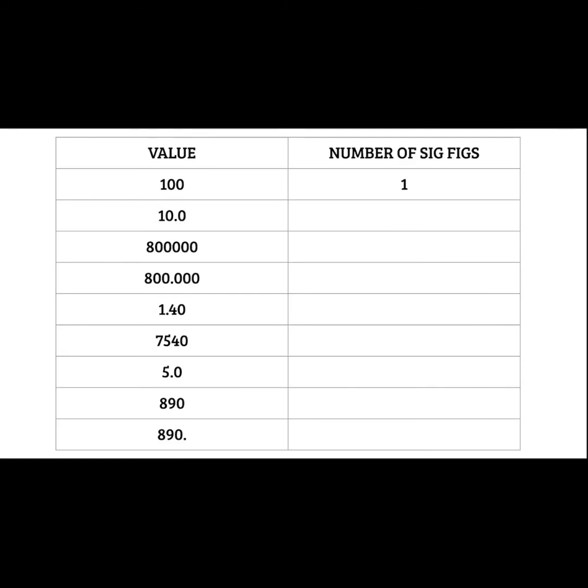In the next one, I have 10.0. Whoever measured this 10.0 took the time to measure out to that tenths place. So it's saying that it is exactly 10.0. In that case, we count all of it. So I have 3 significant figures. The next one doesn't have a decimal, so we say 1. Next one does have a decimal, so we say 6. 3, 3, 2, 2, and 3.